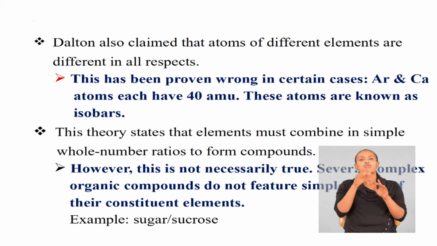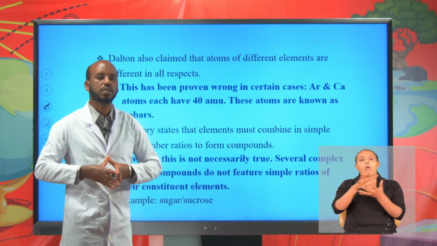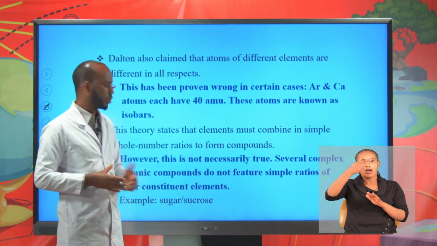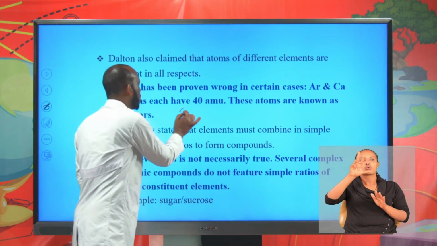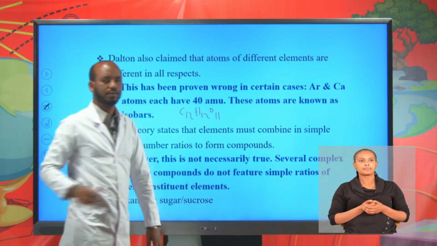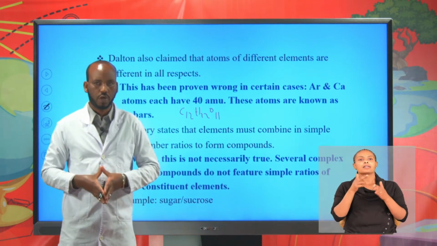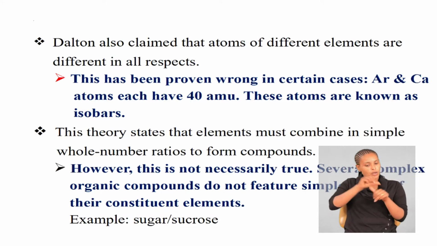John Dalton's atomic theory states that elements must combine in simple whole number ratios to form compounds. However, this is not necessarily true in the case of complex organic compounds, such as sugar or sucrose having a formula C12H22O11. These are limitations or drawbacks of Dalton's atomic theory.